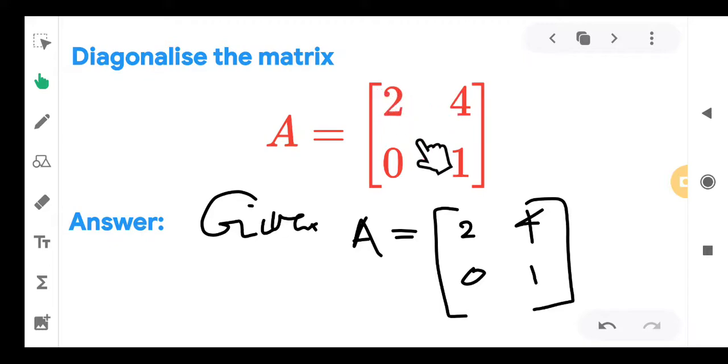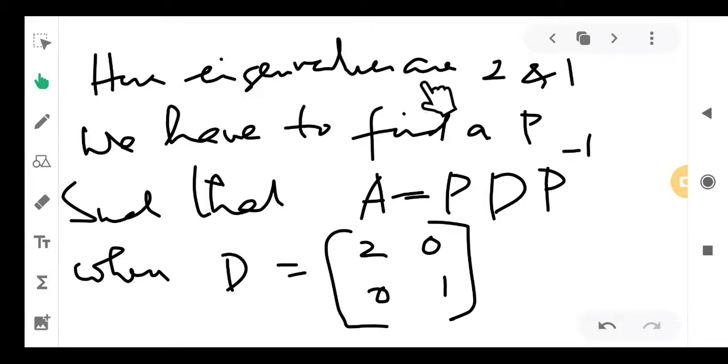You see this is an upper triangular matrix. The eigenvalues are 2 and 1. You need not compute them. The eigenvalues are the diagonal elements 2 and 1. So finally, we have to diagonalize this into a matrix with 2, 0, 0, 1. Okay, how can it be done? Here the eigenvalues are 2 and 1.